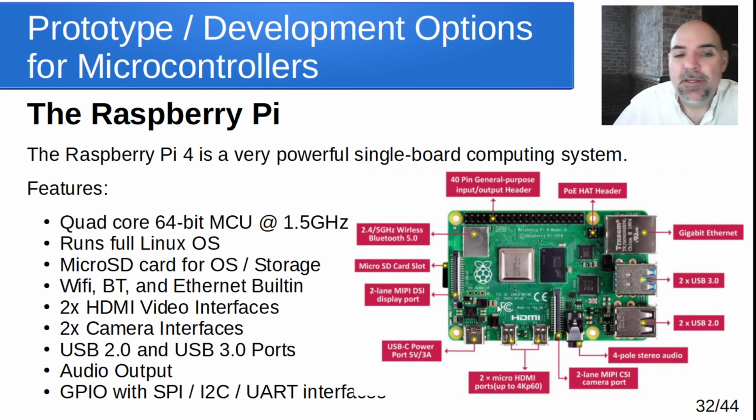This runs a full Linux operating system that runs off of a micro SD card that's used for both storage, like a hard drive, but it's also used for the program stuff that you put on there. It's got Wi-Fi built in, it's got Bluetooth built in, it's got Ethernet built in, it's got 2 HDMI video interfaces down here, so you can plug 2 monitors into this thing that are full 4K resolution capable. If you plug it into a 4K TV, you could actually drive 4K output from this.